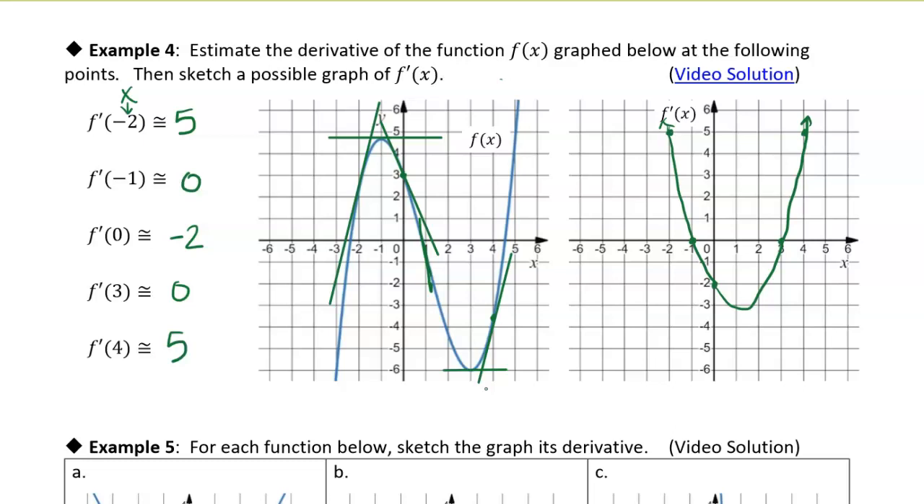So in the next example, I'm going to show you how you can do it just by looking at whether the function is increasing or decreasing, and sketch a graph without getting specific about the actual values of the derivative. All right, so I'll meet you in the next video.